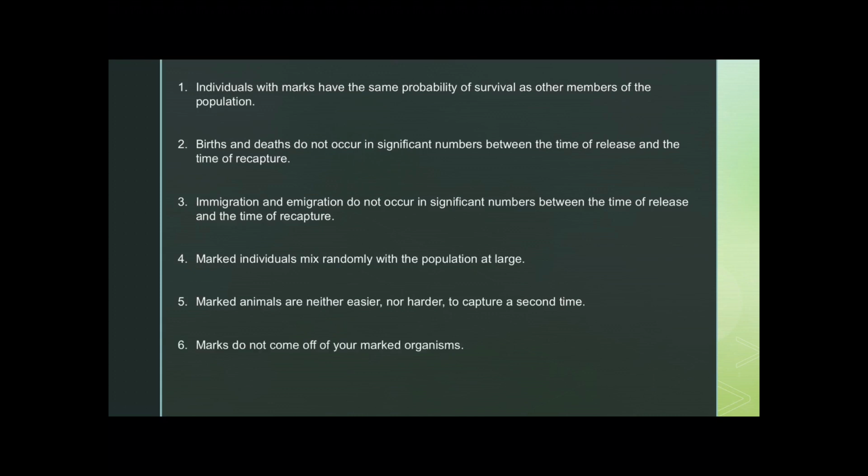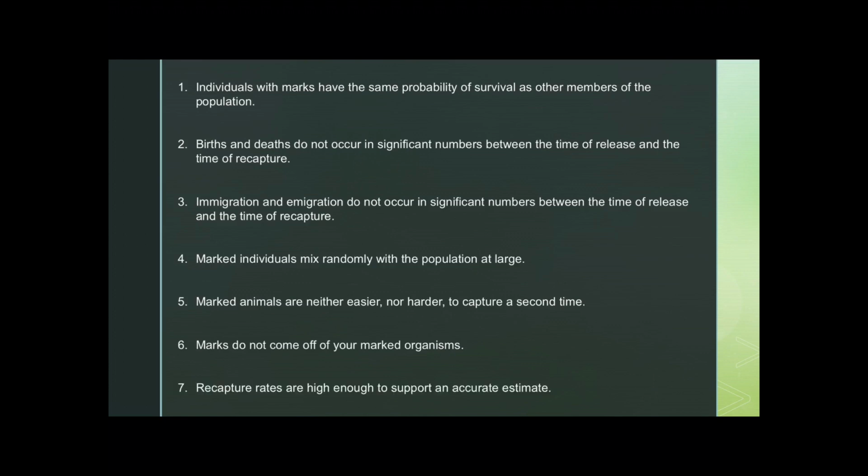Marks do not come off the marked organisms. This poses a particular issue when we're dealing with invertebrates, which are able to molt and shed. Some mammals can wiggle out of their collars, and it is possible for certain things to happen so that the marks become obscured. Again, if this happens, recaptures are going to be undercounted, and our estimate of population size is going to be too high.